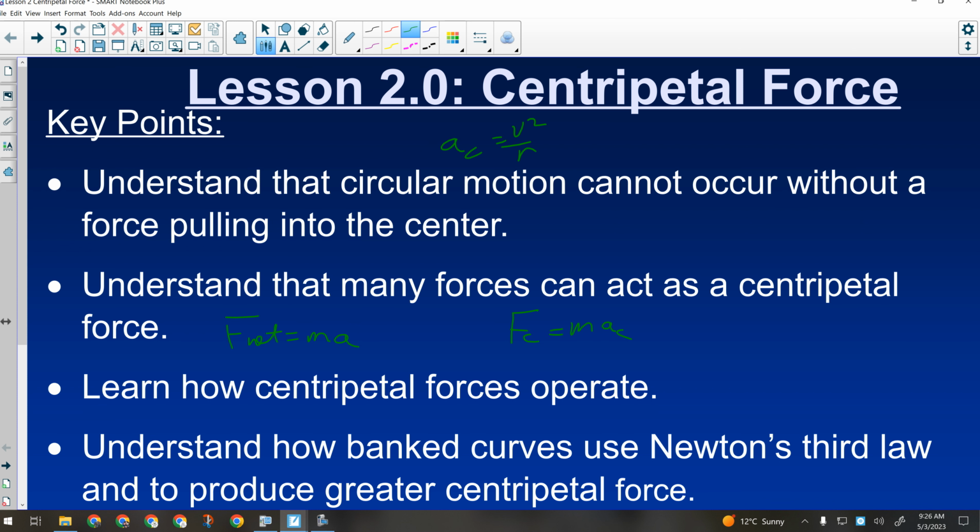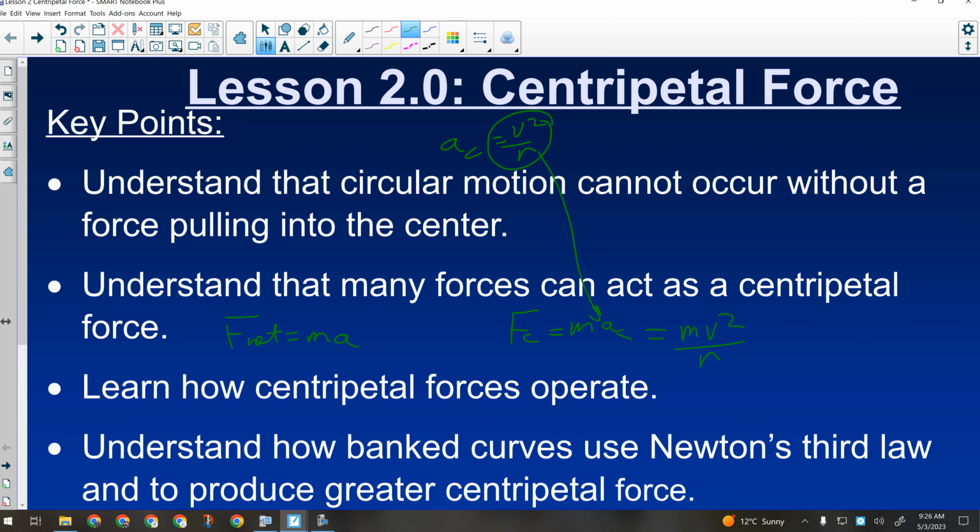The sum of all forces has to be directed towards the center, or the object's not going to move towards the center. Now if I substitute in this formula here for centripetal acceleration, I get this: mv squared over r. That is going to be our m times a for this unit. We will use that formula, Fc equals mv squared over r, as much as we use m times a in unit 3. It's going to govern everything we do here.